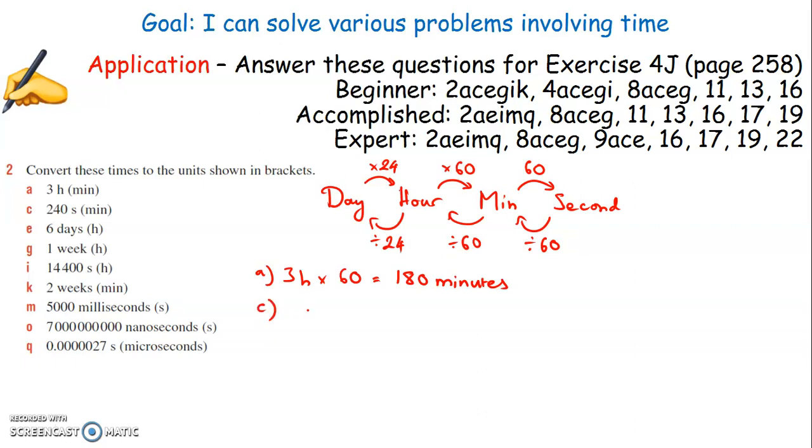For C, we want to go from 240 seconds to minutes. So we want to go the other way, right? From right to left. So we divide by 60 because there's 60 seconds in a minute. And that's going to give us 4 minutes.